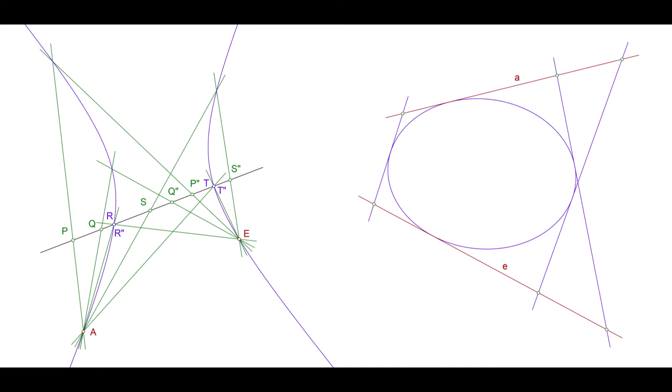Can you see how the same reasoning applies to the polar situation on the right? Pause if you want to try it on your own.